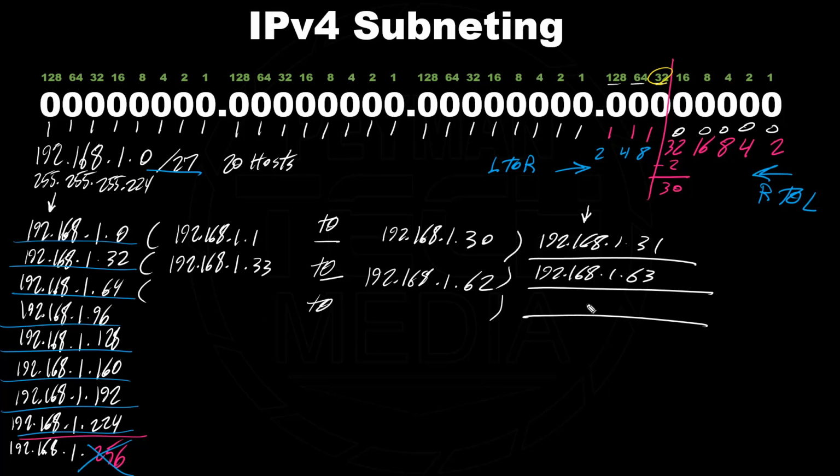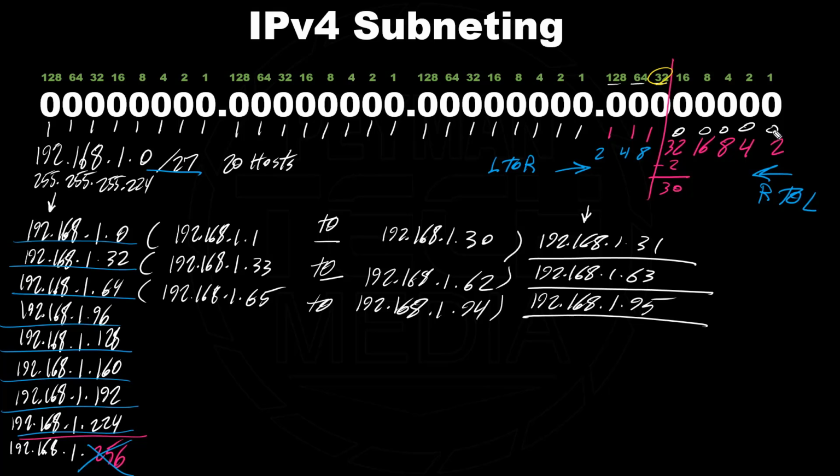So what will be the broadcast address for this subnet? If the next subnet is 192.168.1.96, so one less is 1.95, right? So that's a broadcast address for this subnet. So 192.168.1.95. And the available IP addresses in between: the first available IP address is 192.168.1.65, and it goes to one less than the broadcast, 94. And again, 1.65 to 1.94, that's a total of 30 available IP addresses.